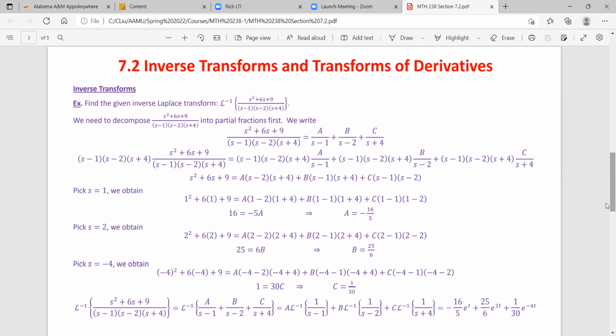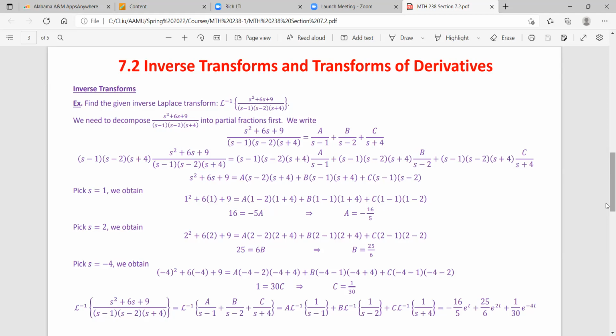And the left hand side is just (-4) squared plus 6 times -4 plus 9. When you plug in -4 for s, -4 squared is positive 16. And 6 times -4 is -24. Okay, so 16 minus 24 plus 9, you get a 1. Then you just divide by 30 to get c equal to 1 over 30.